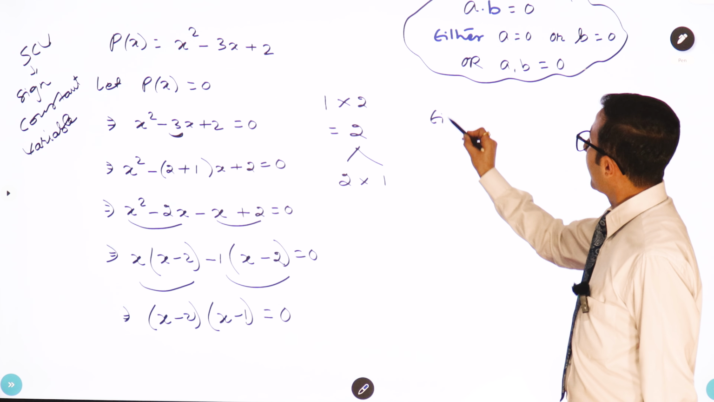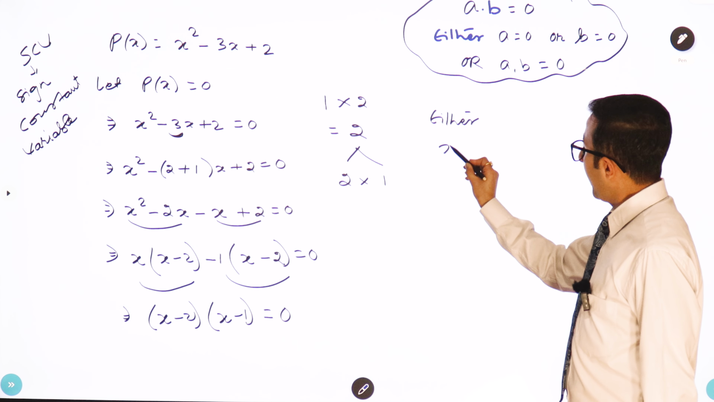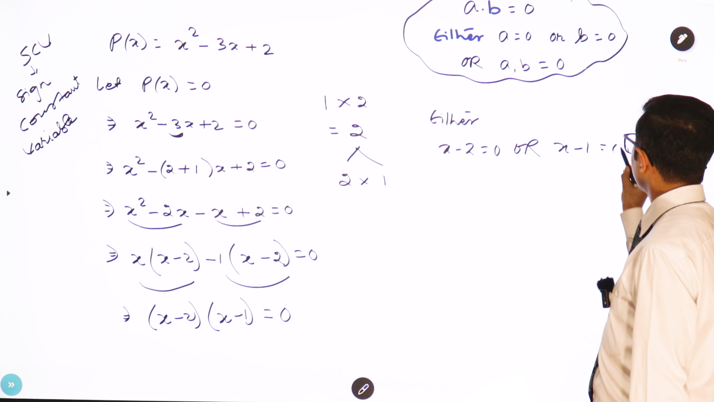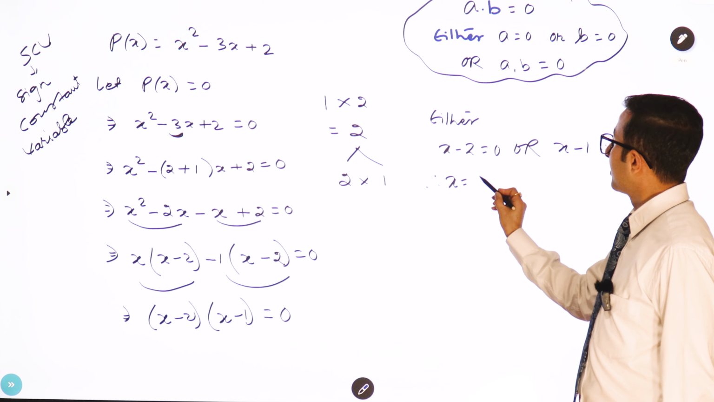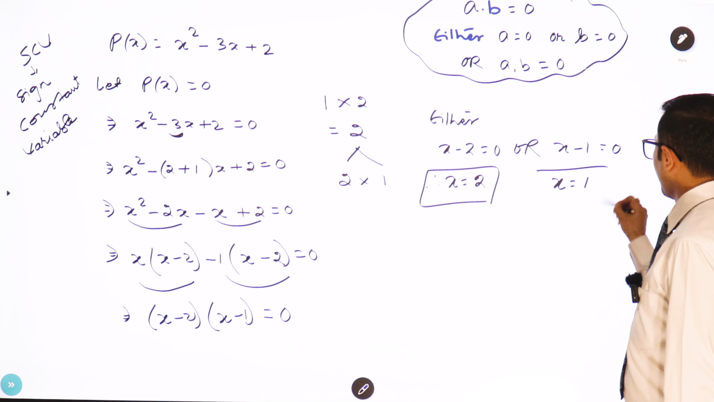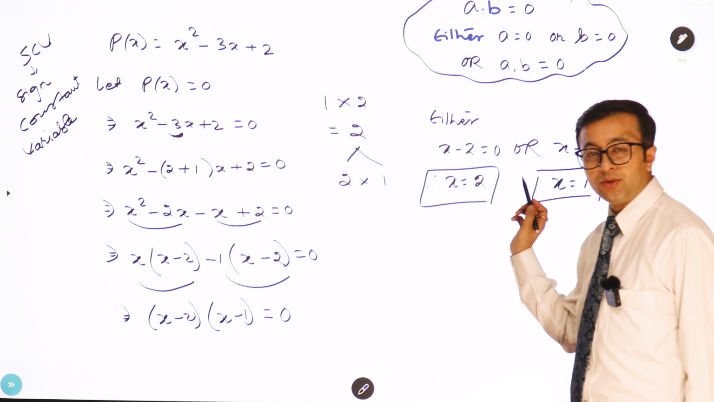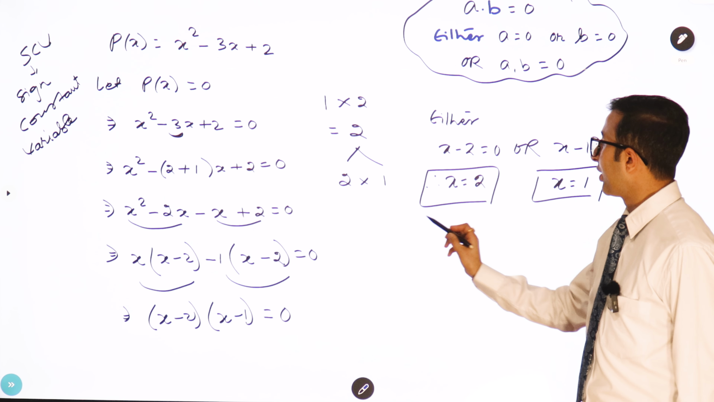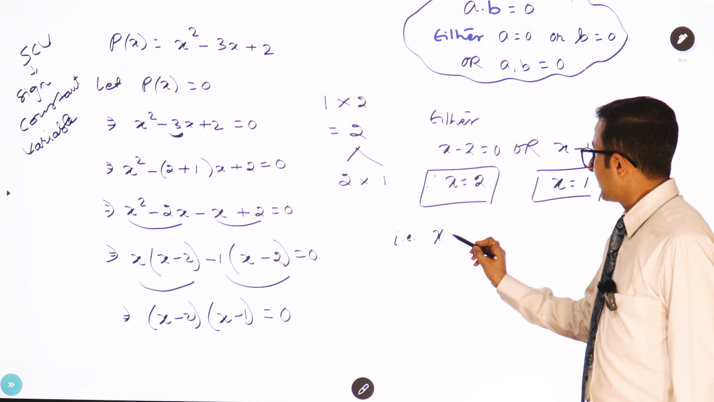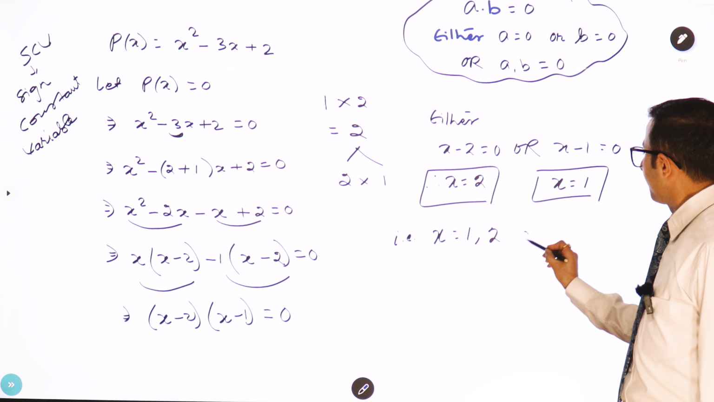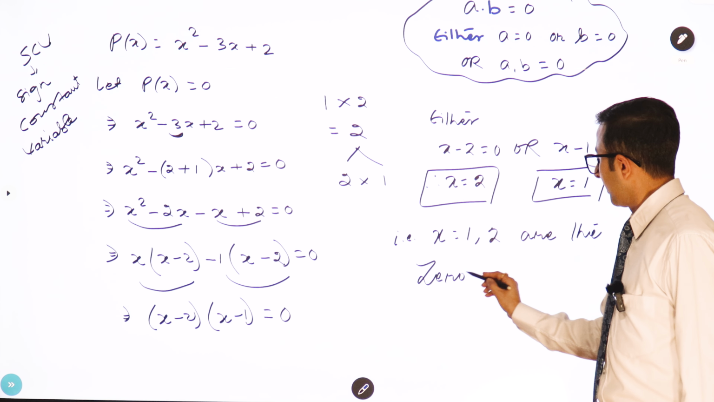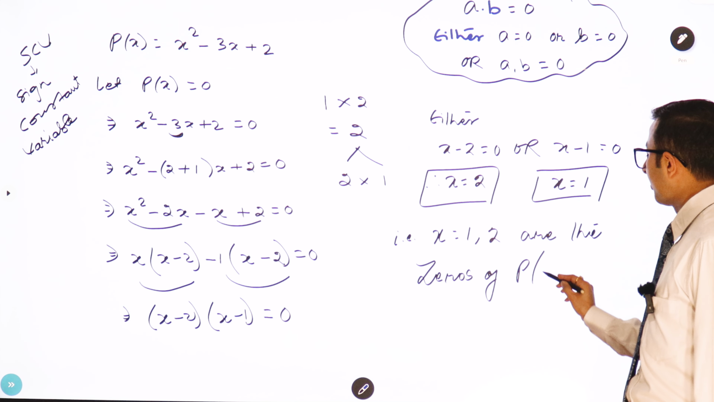So here we can write either x minus 2 is equal to 0 or x minus 1 is equal to 0. So here you can say that x is equal to 2, and from here x is equal to 1. So these x is equal to 2 and 1 are the roots of this polynomial, or zeros of the polynomial. That is, x is equal to 1 and 2 are the zeros of the given polynomial p(x).